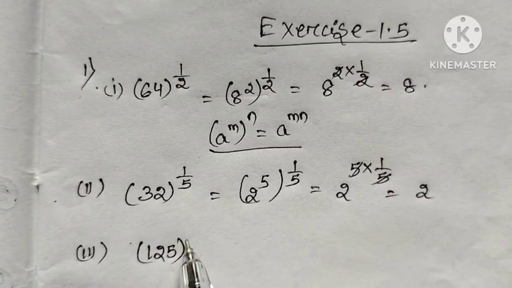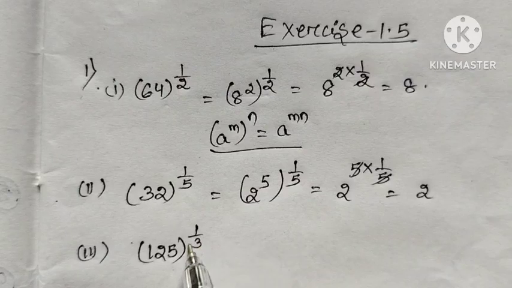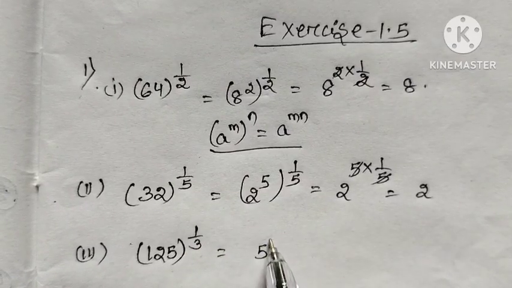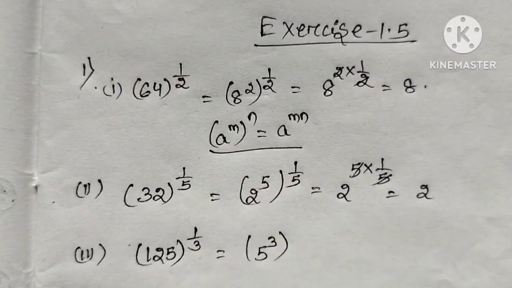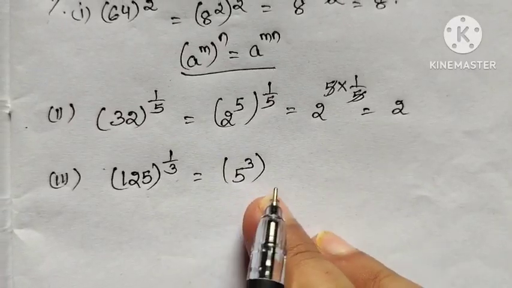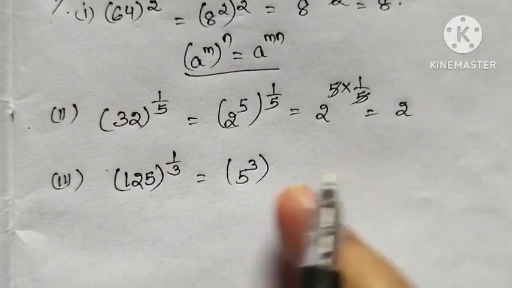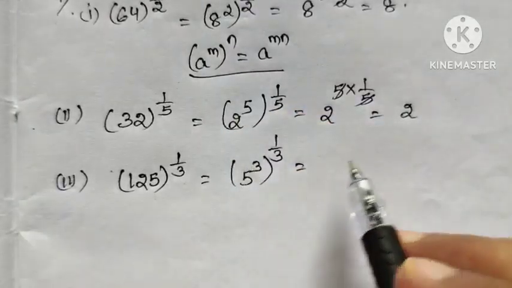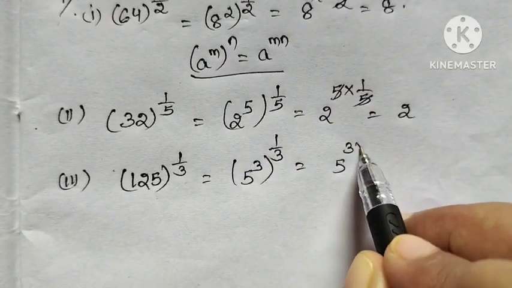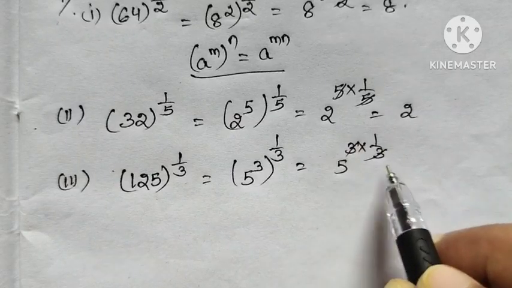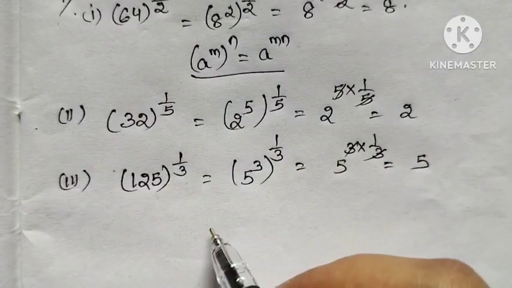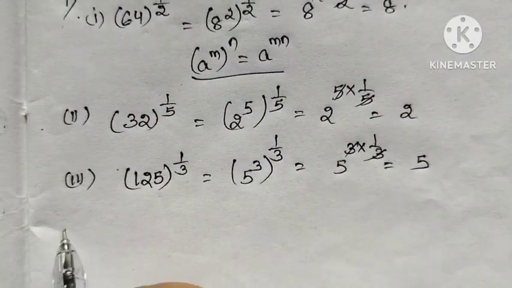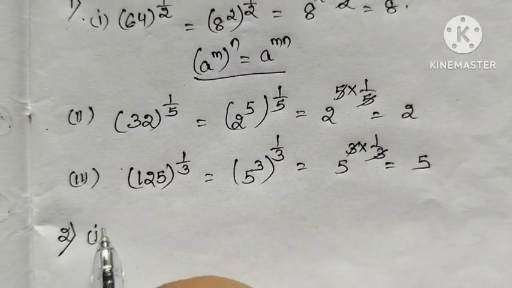125 to the power 1 by 3 is 5 to the power 3 whole to the power 1 by 3. 5 5s are 25, 25 5s are 125. Same one formula to solve 3 questions. 3 into 1 by 3, then the answer is 5.